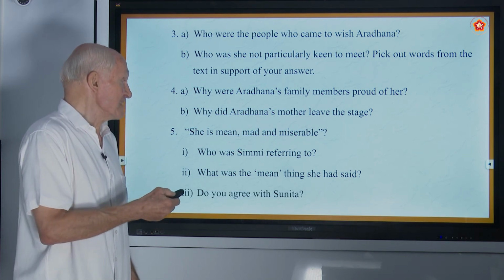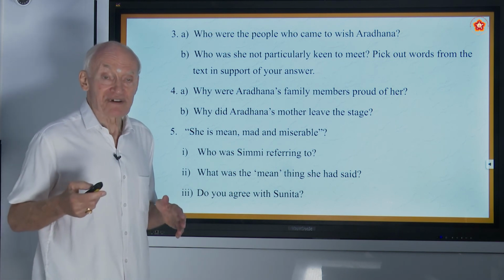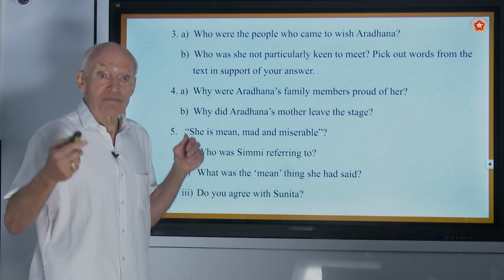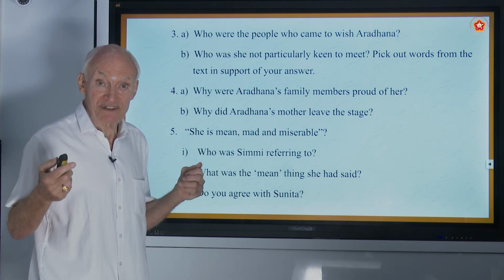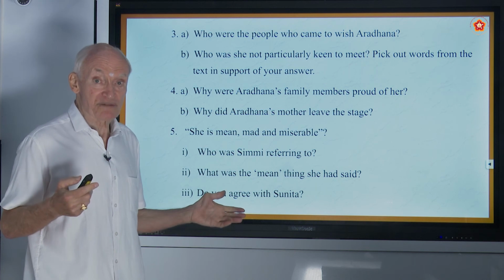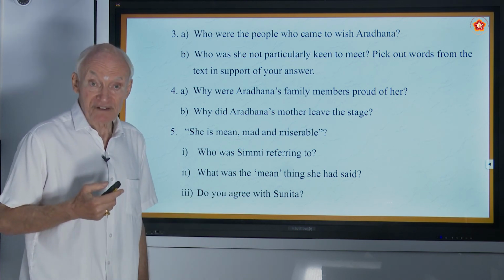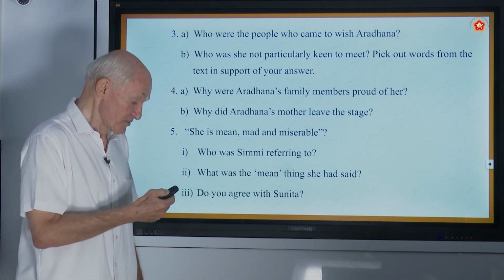Do you agree with Sunita? Okay? Sunita's the mother. The mother said to her, we're proud of you. You're going to have the opening dance. We're so proud of you to inaugurate this function. Of course, we agree with Sunita. That's the mother of Simi and Ardna. We do agree with her.